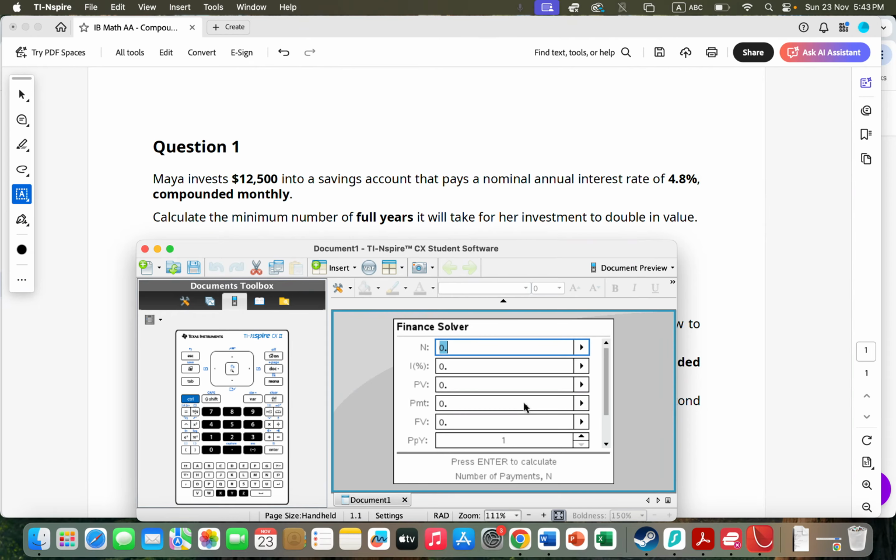And we're going to get into some of these terminologies that the finance solver has come up with in order for you to solve this question, and I'll explain what these actually mean. But the good thing is that your calculator has given you an explanation of what each of these actually represent.